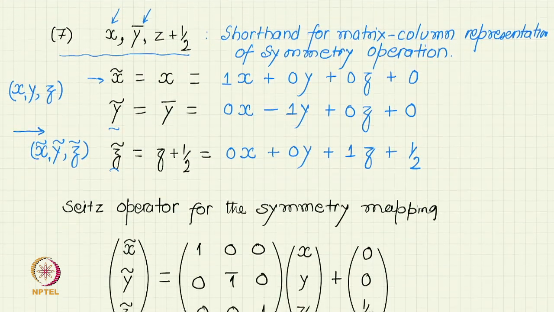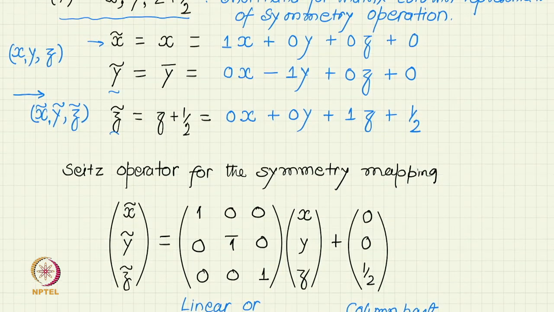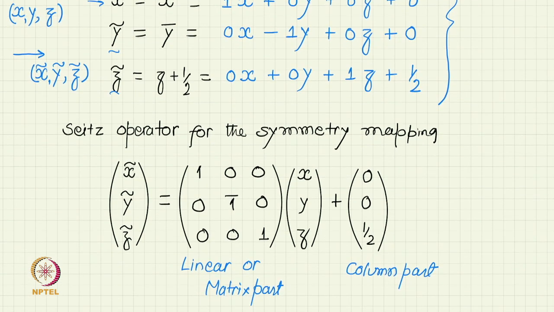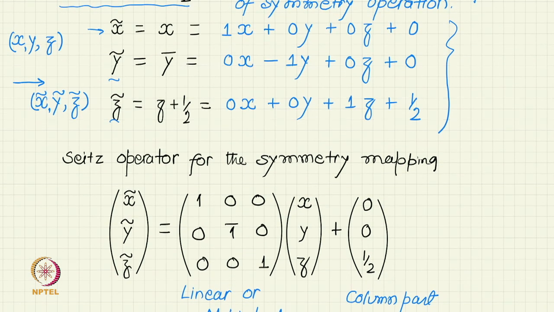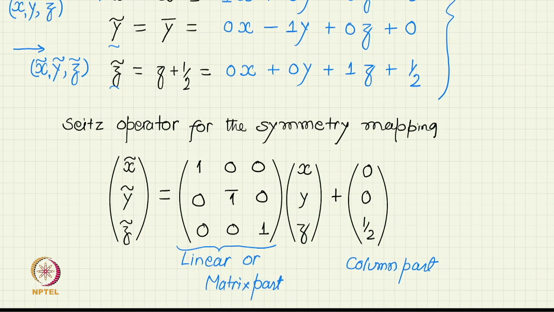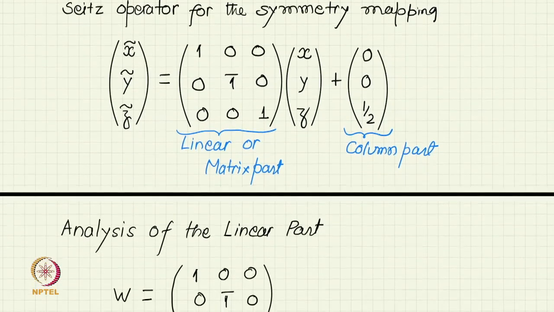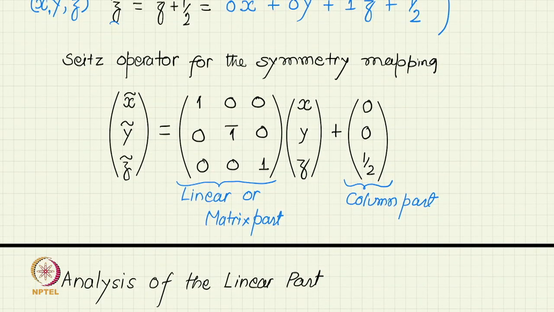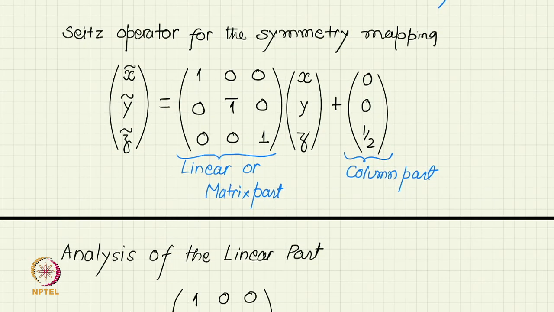This can directly be written in the form of a matrix, as you can see. These whole three equations can be reduced to this format, where the column vector x y z is multiplied by this matrix, which I am calling the linear or matrix part, and we are adding a vector 0 0 half, which I am calling the column part. So, this represents the symmetry operation, and we can now analyze the linear part and the column part to get the geometrical interpretation of the symmetry operation.